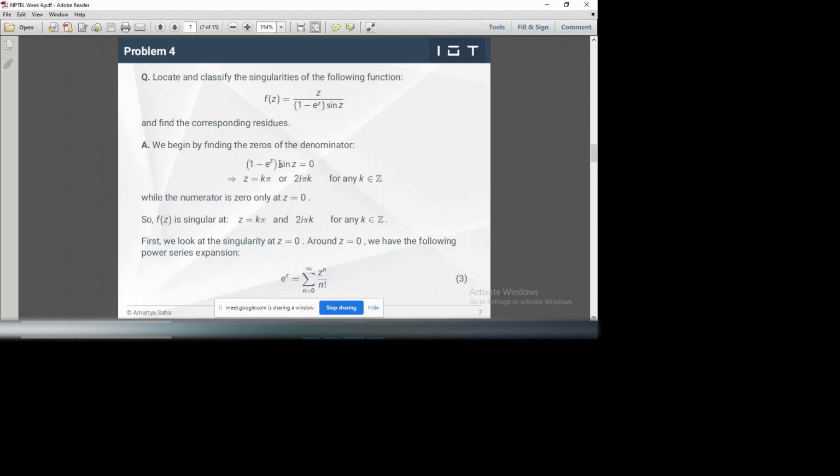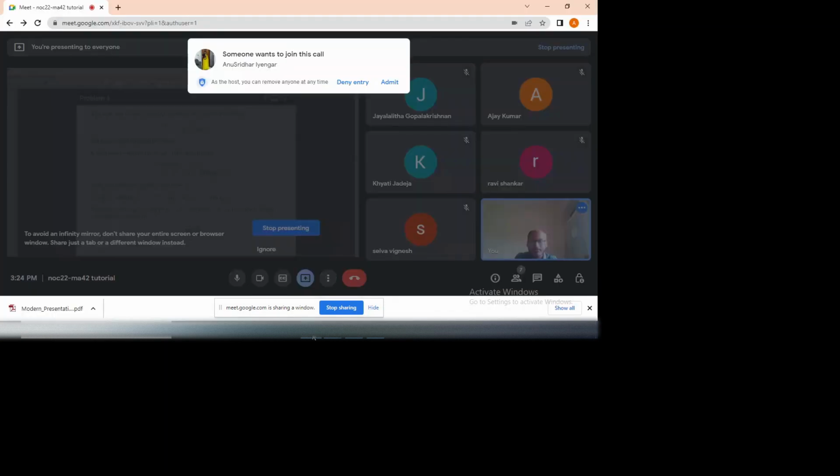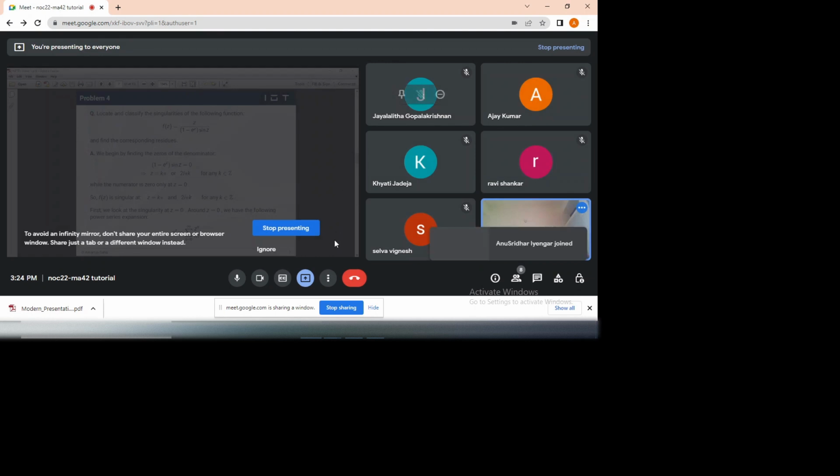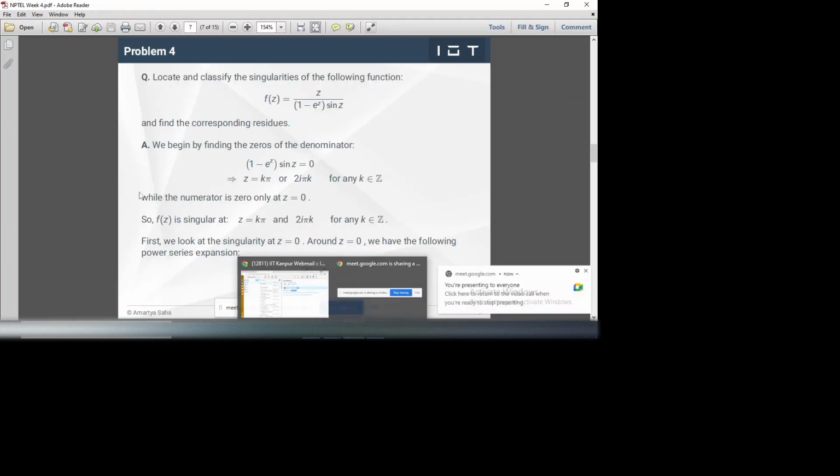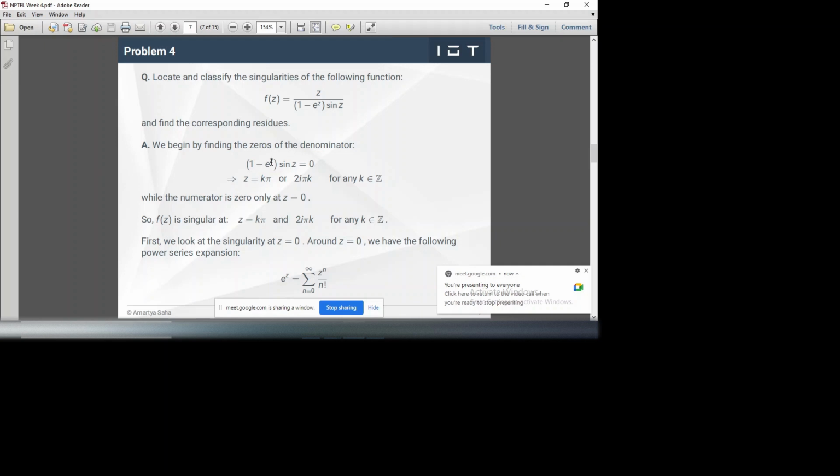So the denominator is already factorized, and so of course we will find zeros by considering zeros of these two factors separately. First let us look at sin z. When is sin z 0? Sin z is 0 when z is equal to k pi, where k is an integer. It doesn't matter whether positive, negative or 0, but for any integer, sin k pi is 0.